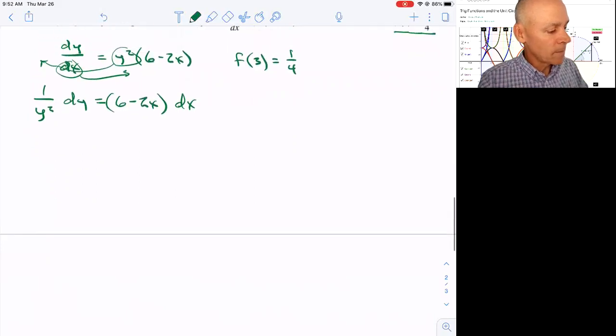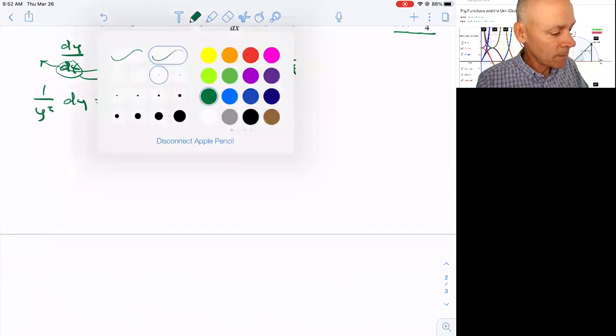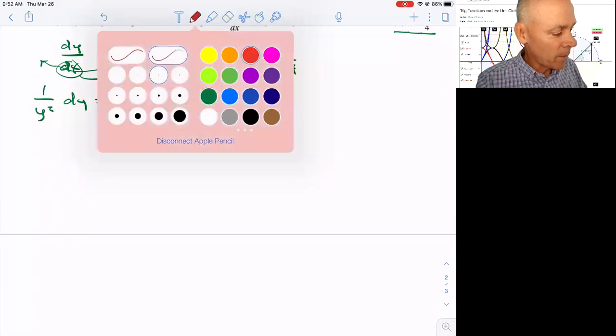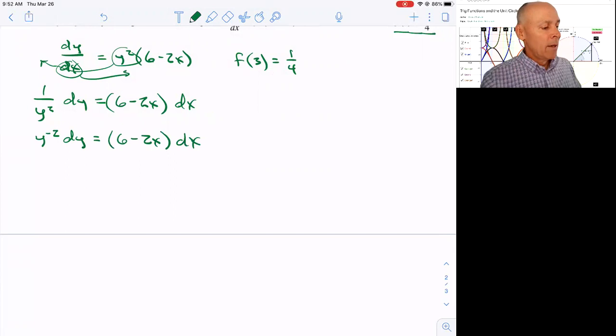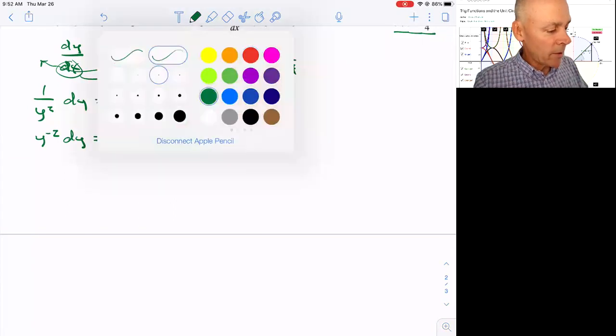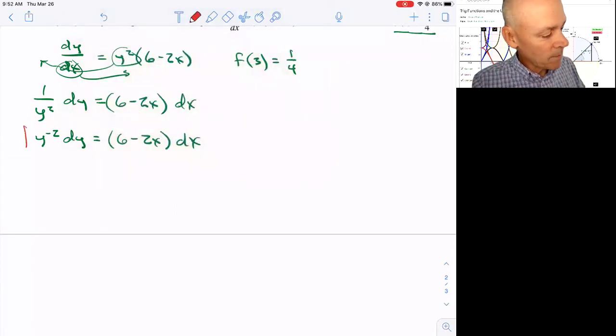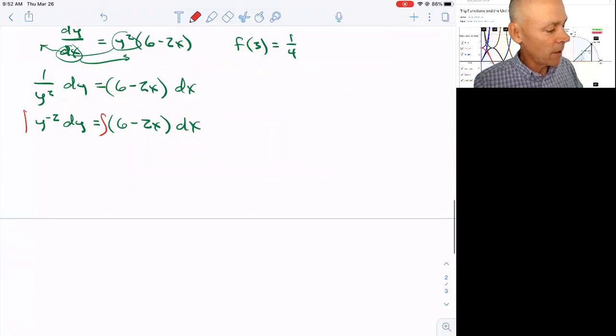Okay, now my next step, I'm going to integrate. Before I integrate, I'm going to make just a rewrite on my left side. I'm going to rewrite this as y to the -2nd dy, equal to (6 minus 2x) dx. Not integrating yet, just did a rewrite. Now I'm ready to integrate both sides of my equation, the left and the right.